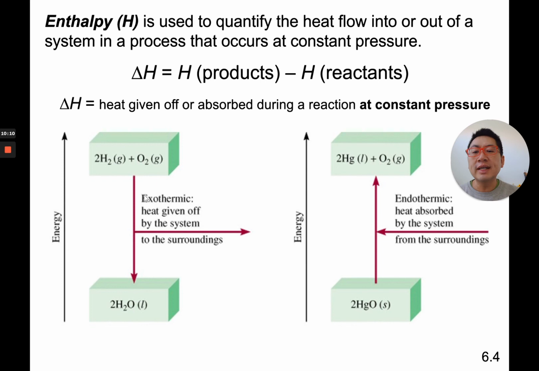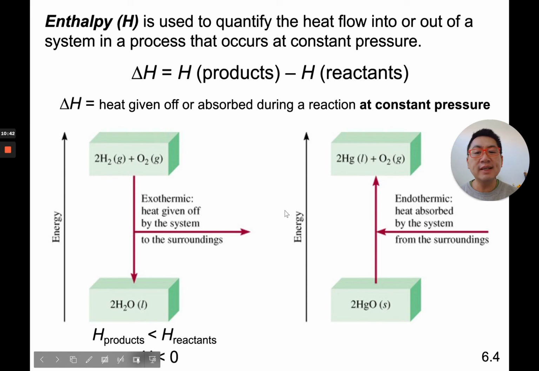In an exothermic reaction, heat is given off to the surroundings. The products have less energy than the reactants. So if this is a smaller number than that number, when you take a smaller number and subtract a bigger number, what do you get? Delta H, the change in enthalpy, will be a negative number.